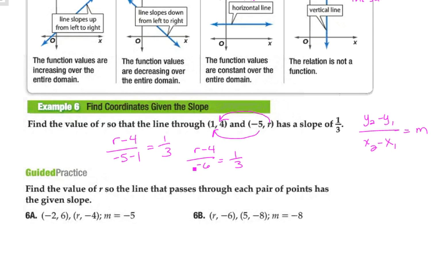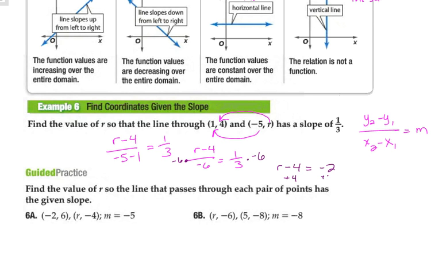And I'm going to keep going because this looks a little bit easier. I'm trying to get r by itself because, again, I'm trying to find that value of r. So these 2 points will have a slope of 1/3. So I'm going to go ahead and multiply by a negative 6 on both sides in order to get rid of my denominator, which I did. I got r minus 4, and that's going to equal a negative 2. Negative 6 divided by 3 is negative 2.